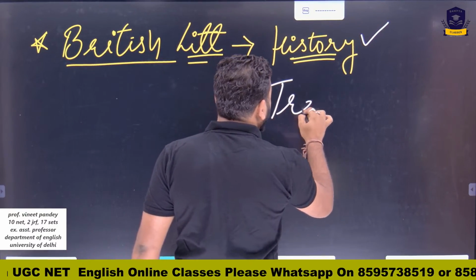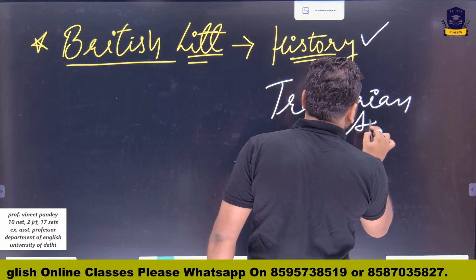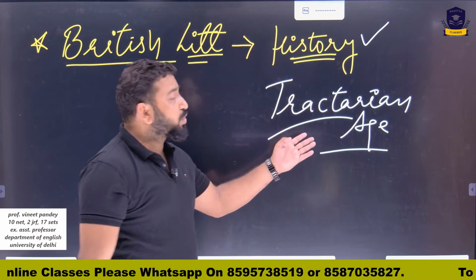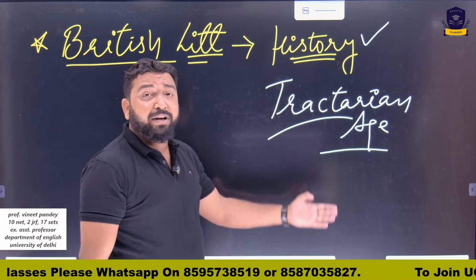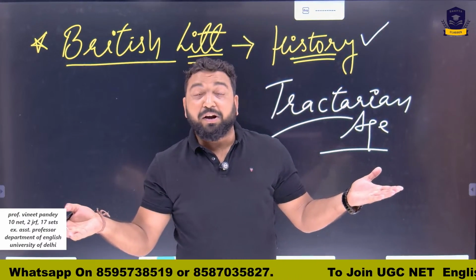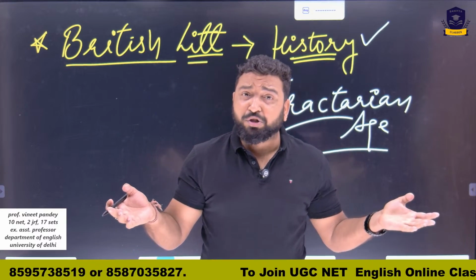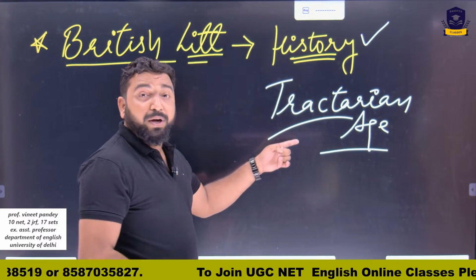Tractarians, that is a question of the NET exam, this time only. It is this time's question, not an old one. We taught our students in the last batch the Tractarian age, Tractarian movement, Oxford movement. This time the question asked to pick the right pair: Newman, Pusey, Froude, all their names were asked. These concepts make you understand.